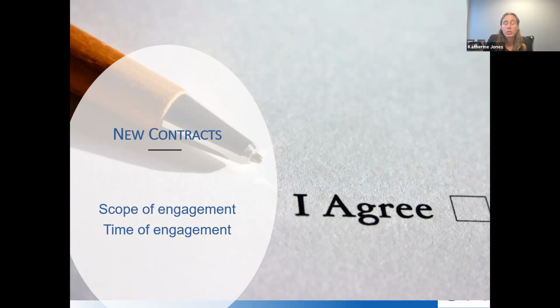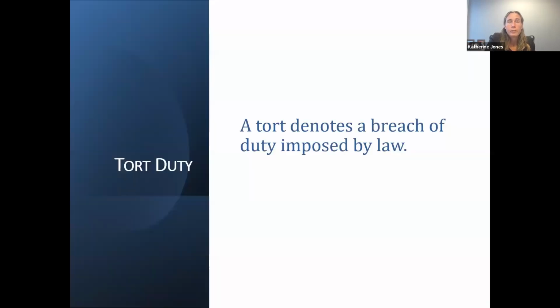It can change the time frame of your engagement, and it can change the duties that you owe because you now have a verbal contract in addition to your prior written contract. And so that's something that you want to be thinking about when you're looking at your contracts and when you're entering into contractual relationships moving forward.